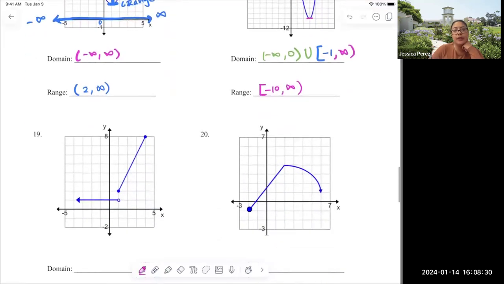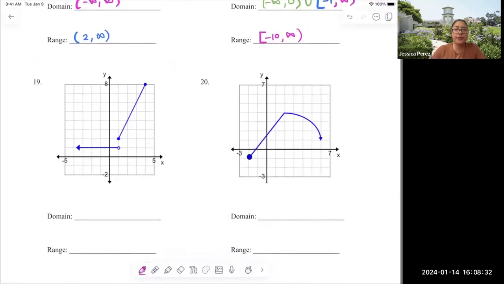Okay, so moving on to this one. Similarly, the domain starts right here at -infinity, but it stops. So it's going to go from -infinity to 1. But then at 1, it also has a gap.